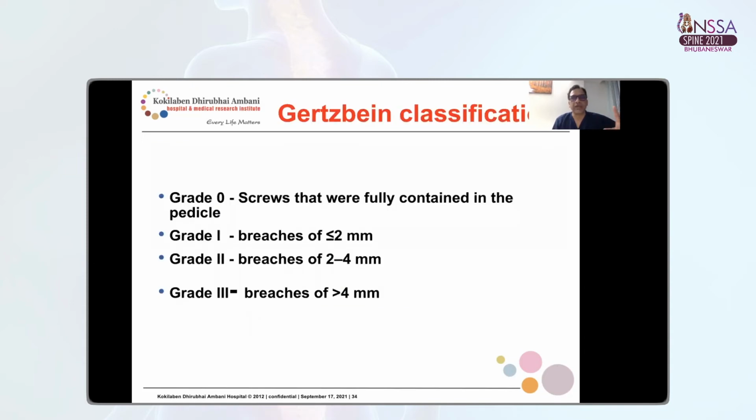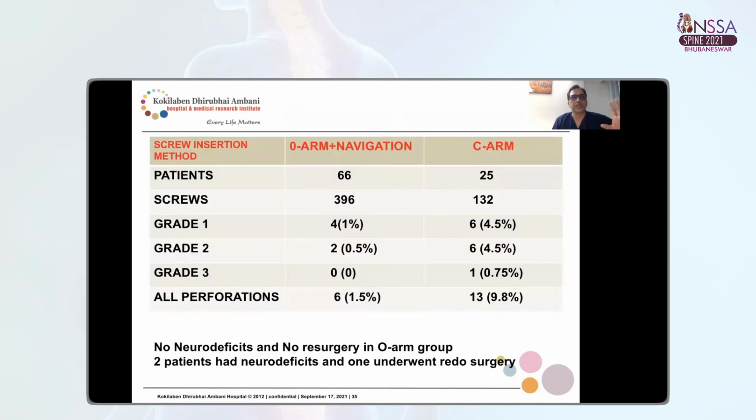So I analyzed the perforation or violation of the pedicle using the Gertzbein classification, where grade 0 is the screw fully contained in the pedicle, grade 1 is a breach of less than 2 millimeters, grade 2 is a breach of 2 to 4 millimeters, and grade 3 is more than 4 millimeters. If you analyze this, let me go through the first row, where 66 patients had 396 screws inserted. The perforations were at the rate of 1.5%. Of them, grade 1 perforation was in 4, and grade 2 in 2.